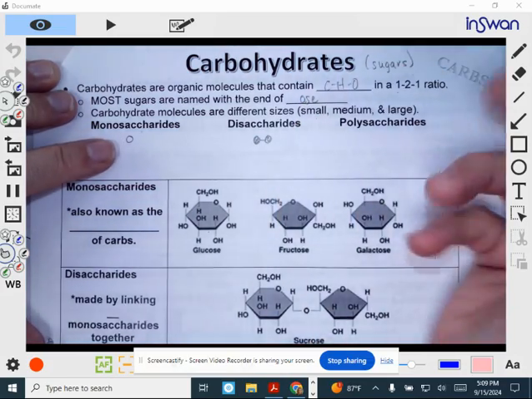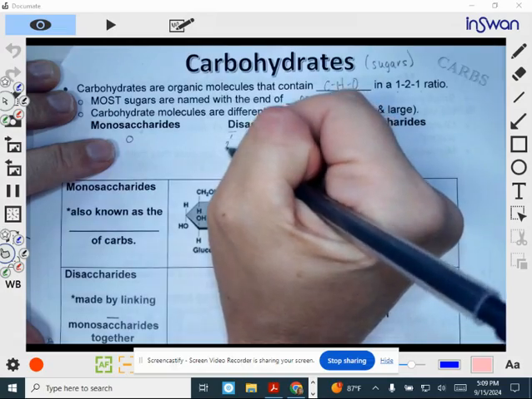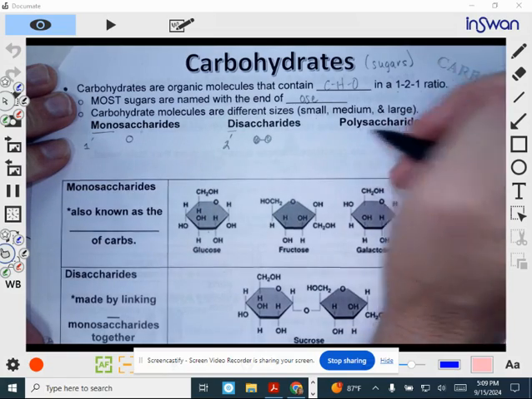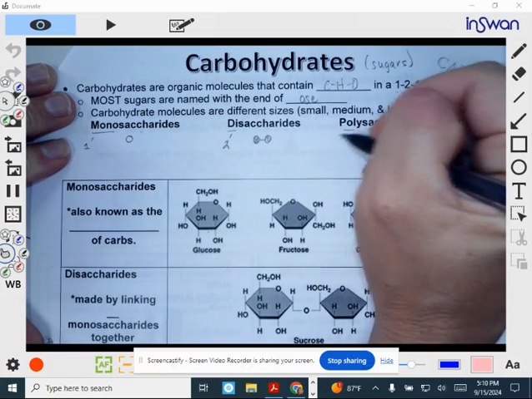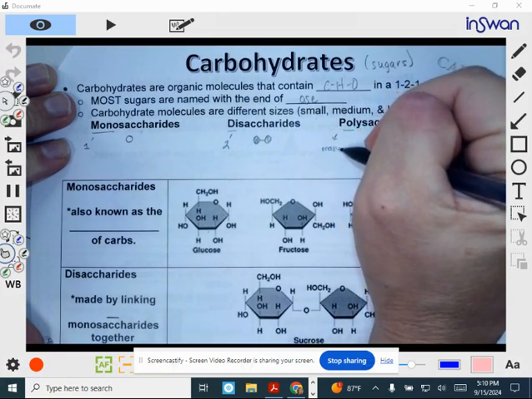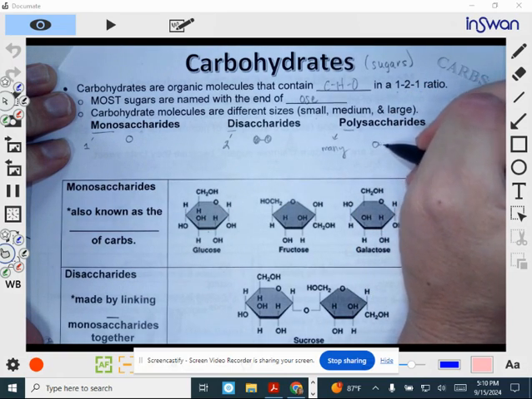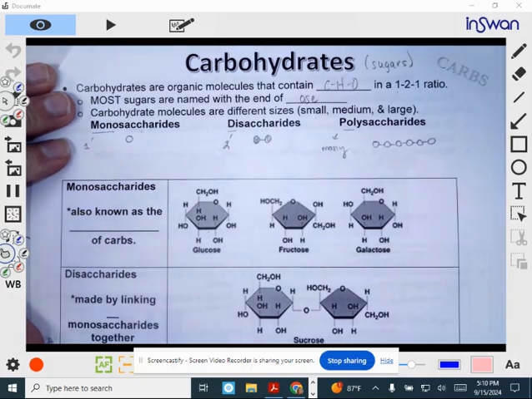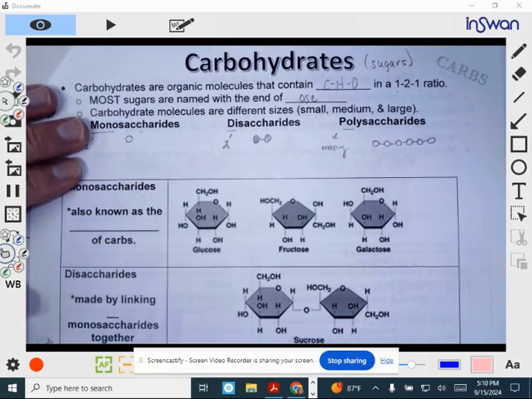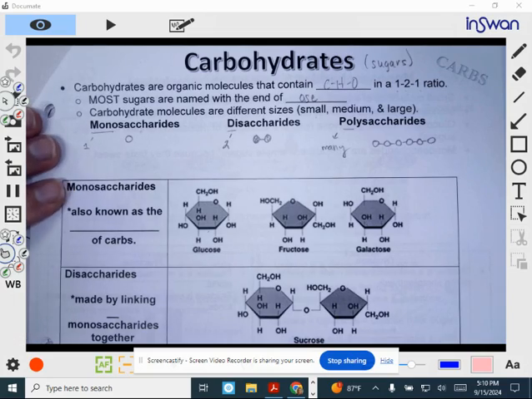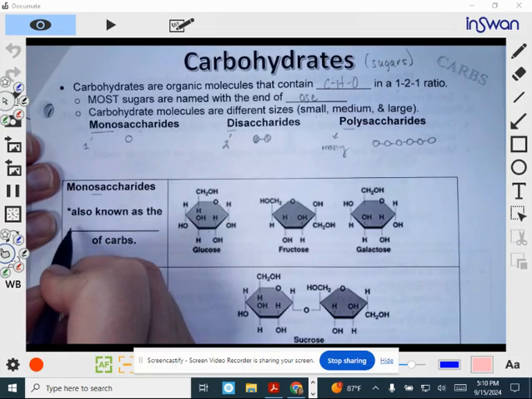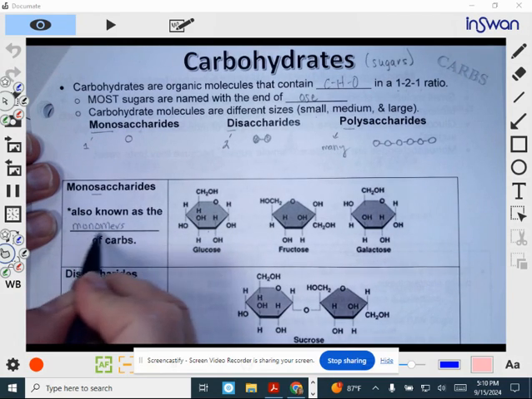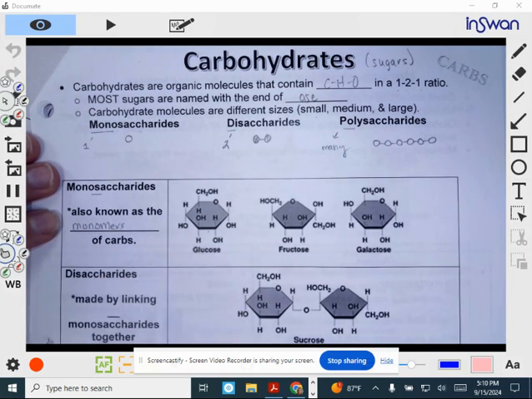So this would be a disaccharide. Remember, di means 2, mono means 1. And then we have polysaccharides, and poly means many. So if you have a molecule that is several monosaccharides long, then that's going to be your polysaccharide. Since we use those monosaccharides to build the disaccharides, we call monosaccharides the monomers of carbs. Remember, monomers are the small molecules that we chain together to make bigger ones.